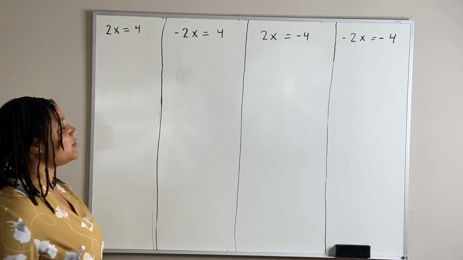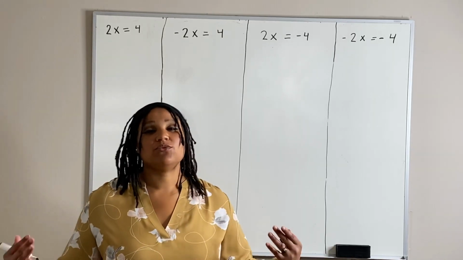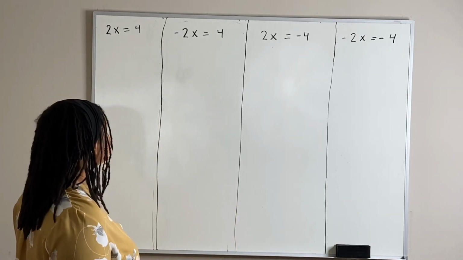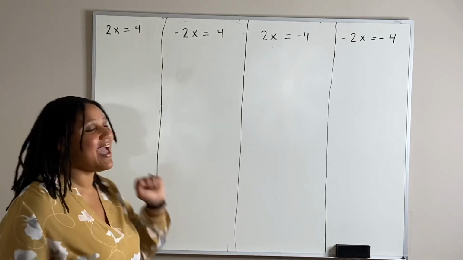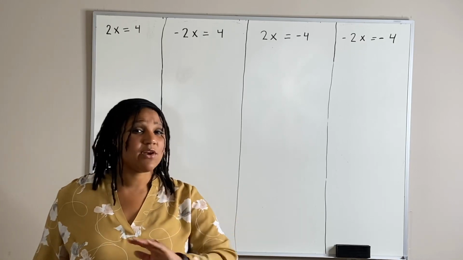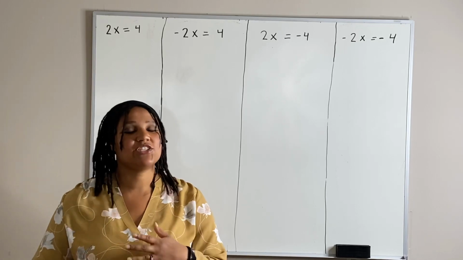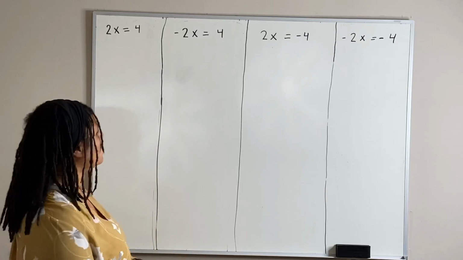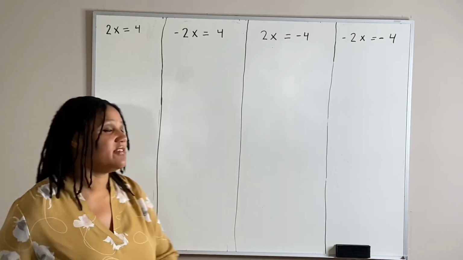Okay, so we have 2x is equal to 4. To solve for x, we want to isolate x. In order to isolate x, notice that there is a number attached to the x, whereas like I said in part 1, there was not a number attached to the x, so we did not have to use multiplication and division. We needed to use addition and subtraction in that case. But in these examples we need to use multiplication and division.